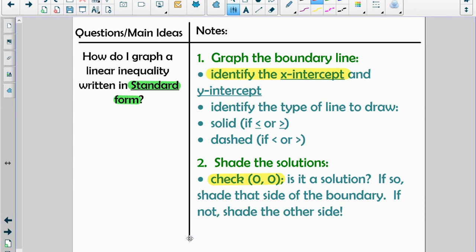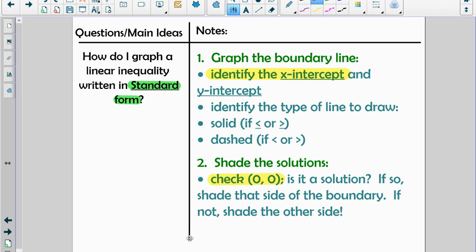All right, now we're going to take a look at how to graph linear inequalities when they're written in standard form. Just like when we looked at linear equations in standard form, there's a different way of graphing the line than how we graph slope-intercept form. So here's how we do that.